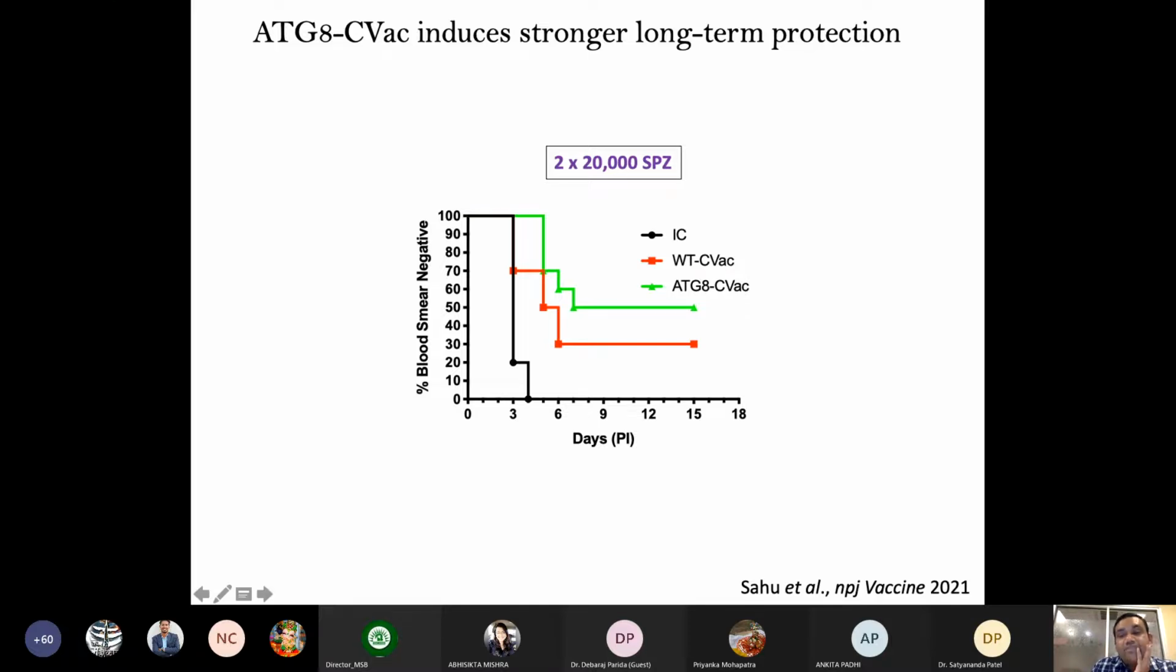So far, the wild type CVEC approach was the best. So we found that when we combine that with a mutant that stays longer in the liver, it is even better.